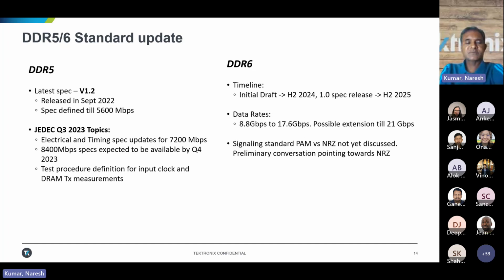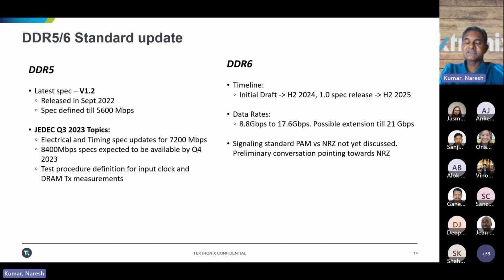But now the specifications are for doing both system level as well as on DRAM level tests, which is both TX and RX measurements, transmit and receive measurements. Okay. And as you move to DDR6, which probably could be a couple of years from now, the data rates are expected to move on to 17.6 gigabits per second, and that will add in more challenges for us.